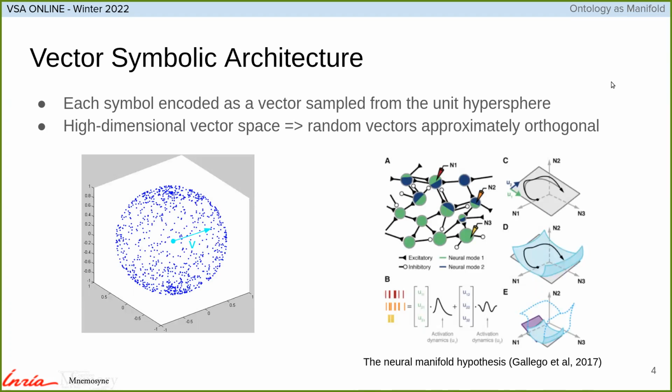Why are we working in a high dimensional vector space? As I said, we can approximate random vectors as orthogonal. This is quite close to the neural manifold hypothesis, which, as I presented earlier, is more biologically plausible and reflects how the excitation of the spiking neurons will form a manifold in the hypersphere, in the vector space.